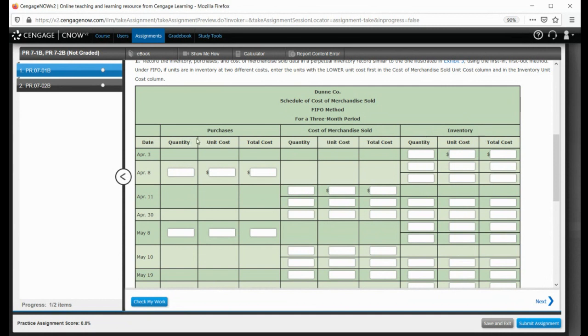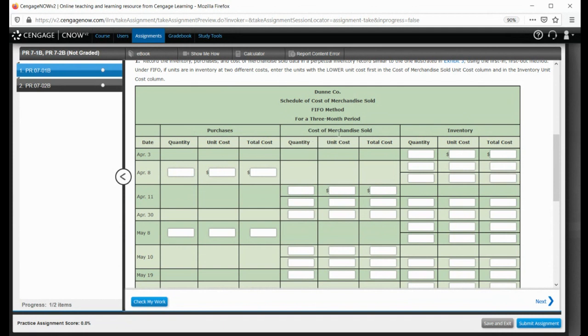Notice in each one of the sections, there are 3 different columns. There's a place for us to record the quantity. There's a place for us to record the unit cost that we're buying this inventory for, and there's a place for us to record the total cost. All 3 of these are related to the purchases of the merchandise inventory.